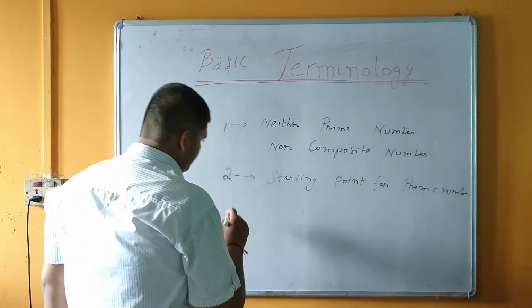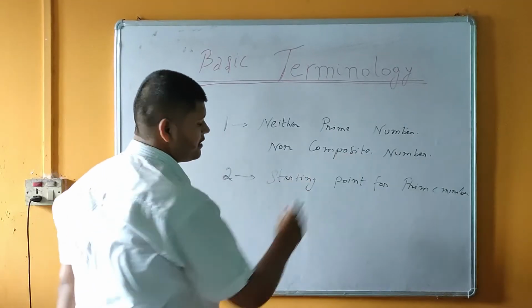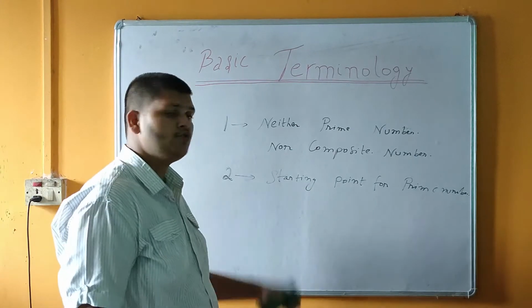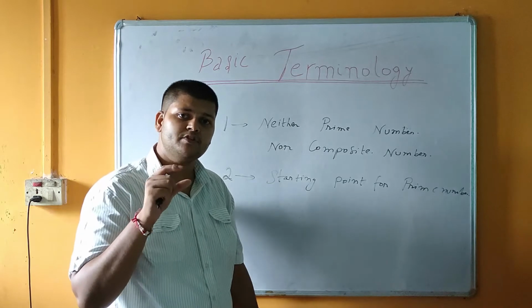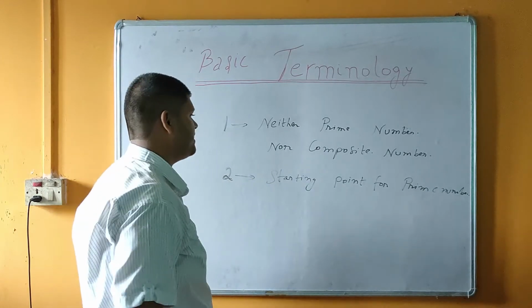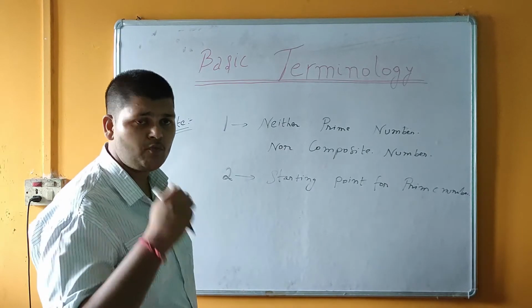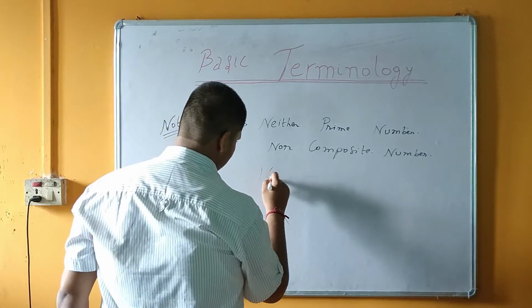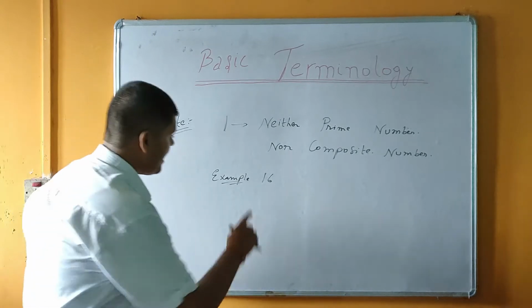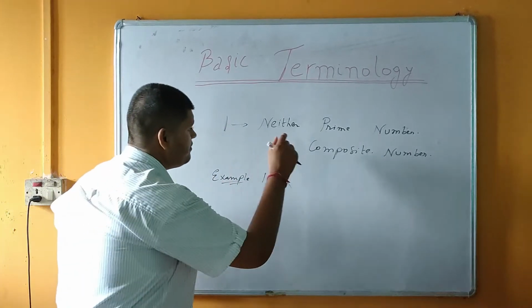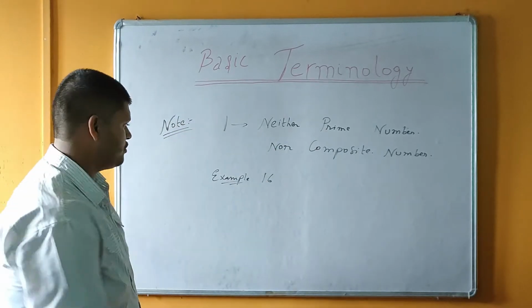And the numbers which are composite we have seen over there in the definition. So from there you can take any number and find out whether it is composite or prime. For suppose, randomly I am taking one number, 16. I would like to find whether this 16 is a prime number or a composite number. So let's do it.